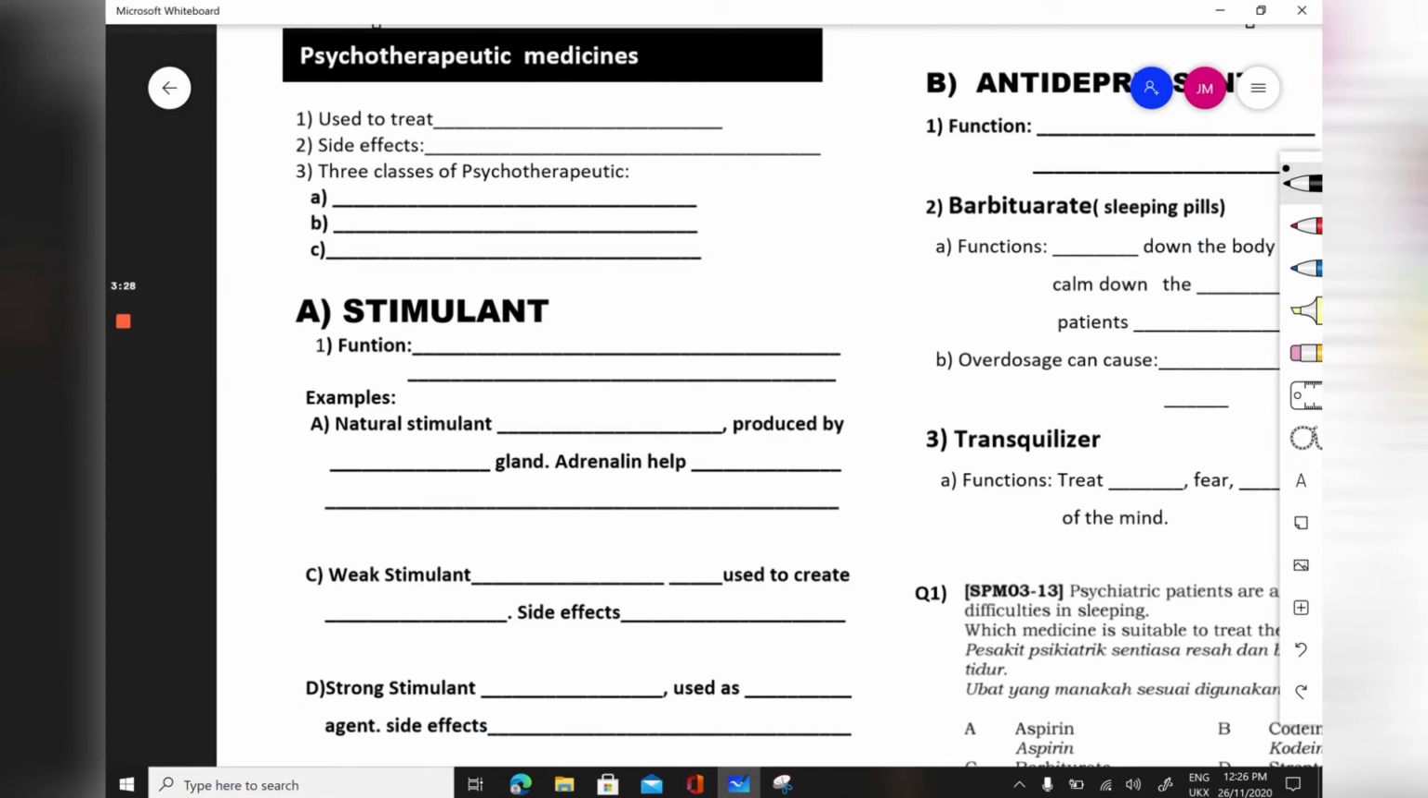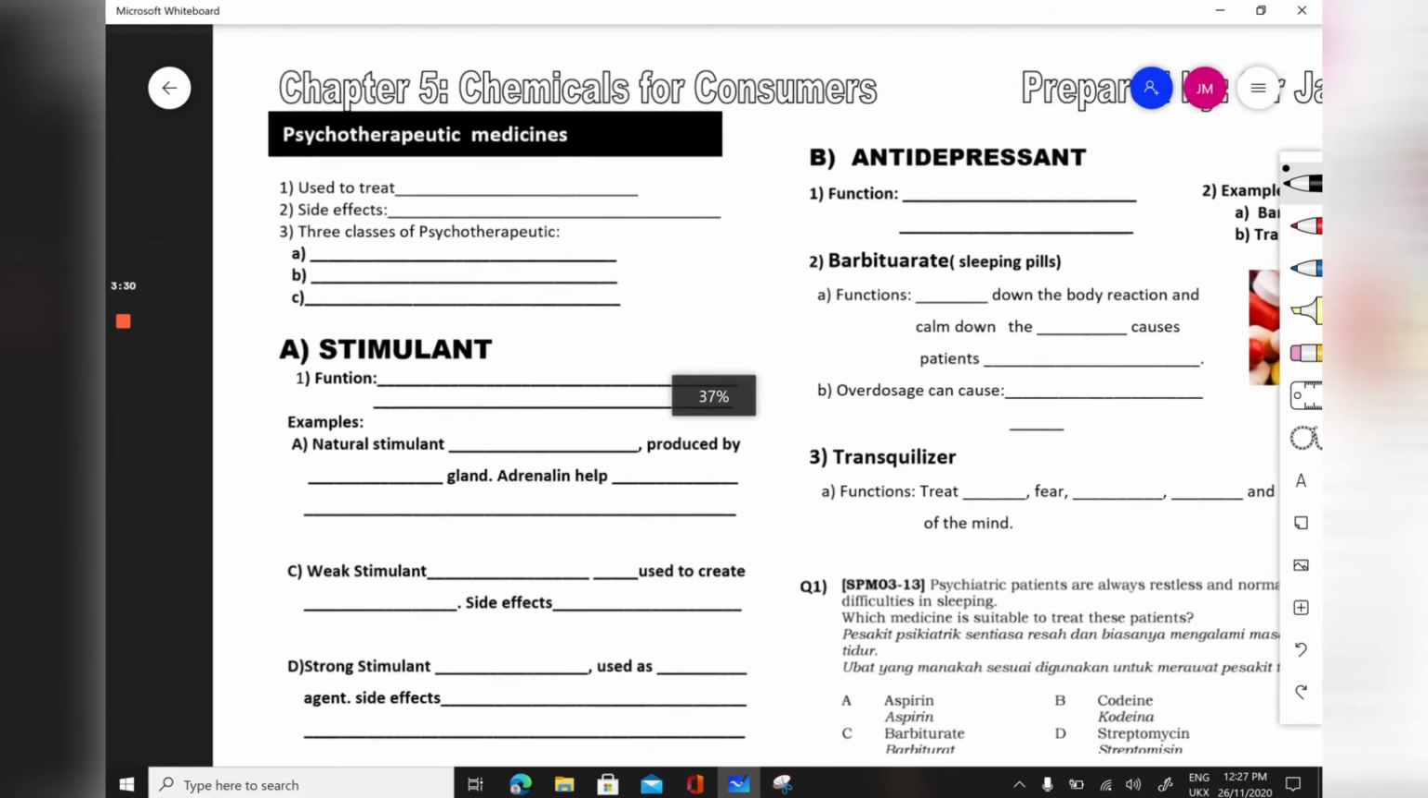The fourth class of modern medicine is known as psychotropic medicine, and psychotropic drugs are used to treat mental illness, emotional changes, behavior, stress, and anxiety. The side effect of this psychotropic medicine is addiction, because it's made up of drugs. Mainly it can cause addiction and affect the development of mental and physical health.